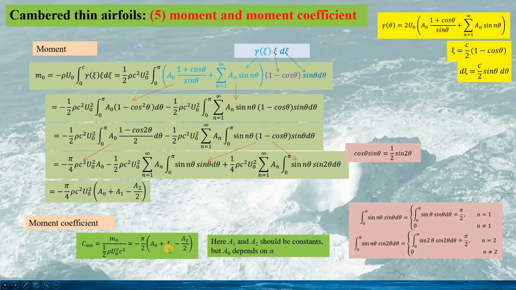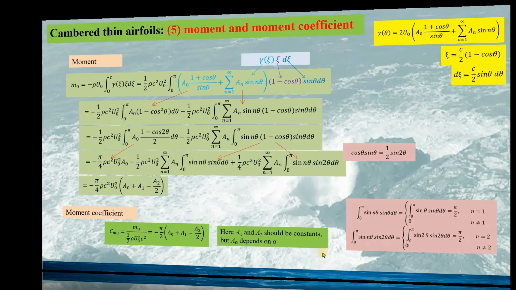Here we can see the moment coefficient Cm0 is decided by A0, A1, and A2, but A1 and A2 are only dependent on the camber line, while A0 depends on both the angle of attack and the camber line. This means the coefficient of the moment with regard to the leading edge would be dependent on the angle of attack.